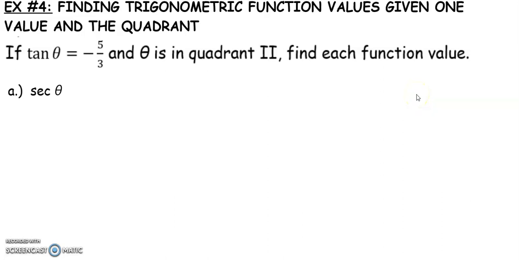All right, continuing on with our trig ratios. Now we're going to find trigonometric function values given one value and the quadrant. So I'm asking you, let's find secant theta if I know what tangent theta is, and I know theta is in quadrant 2. Okay, so we know tangent theta is negative 5/3. And we somehow want to use our trig identities to relate secant and tangent theta together.